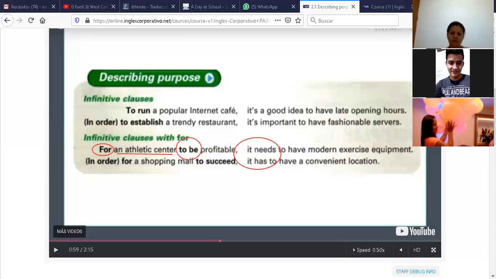For a hotel. I have a hotel. Help me with the for a hotel again. To attract more customers, it needs to offer great discounts.